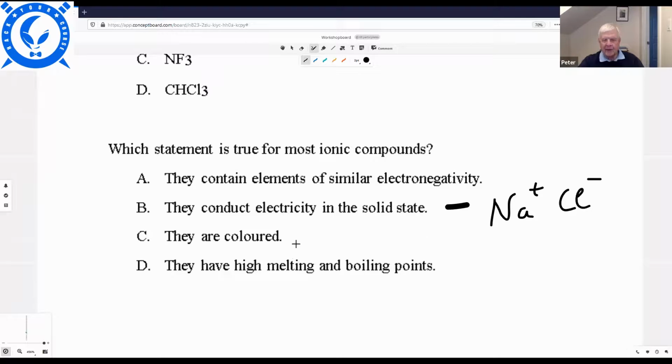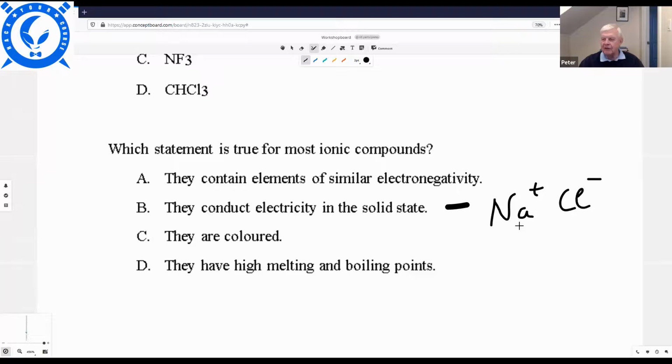Most ionic compounds are colorless. In fact, offhand, I can't think of simple ionic compounds that are colored. The key answer then is they have high melting and boiling points simply because the ionic forces, the electrostatic forces acting between oppositely charged ions are very strong. And so it requires a lot of energy to break apart that interaction, in the first instance, to melt it.